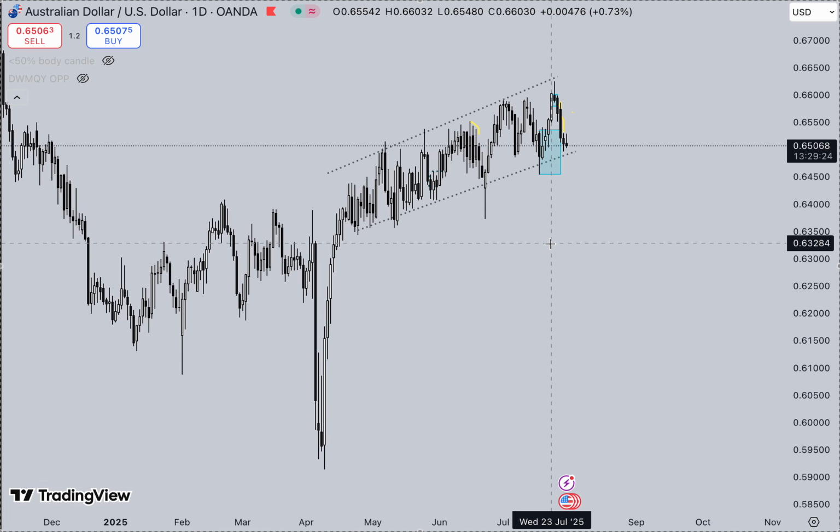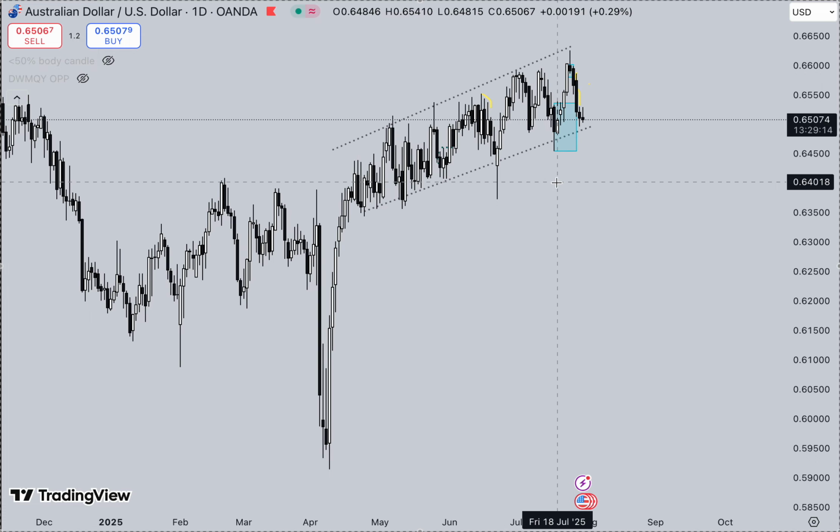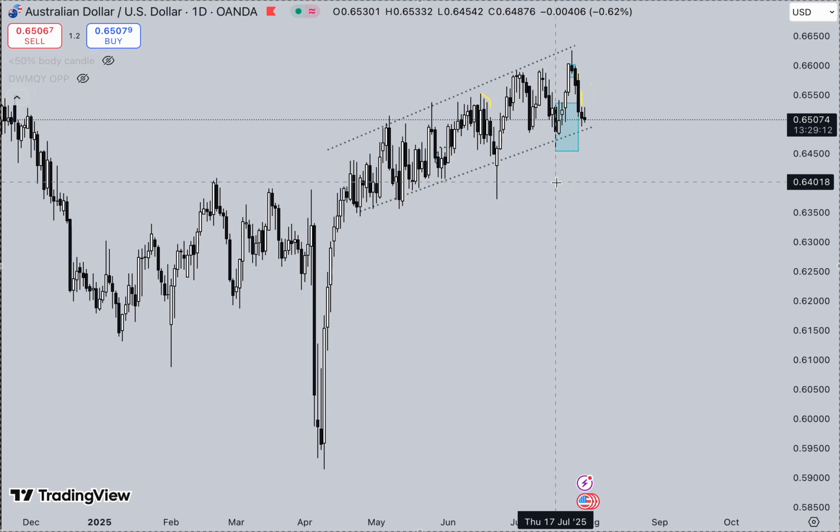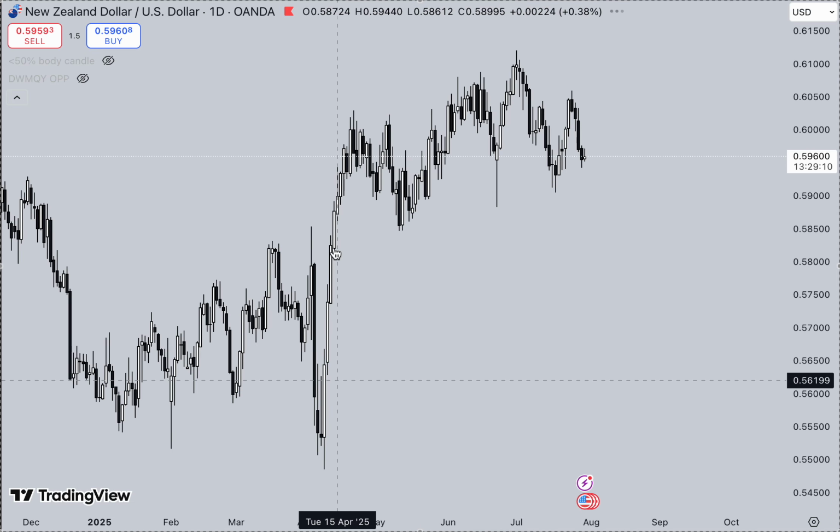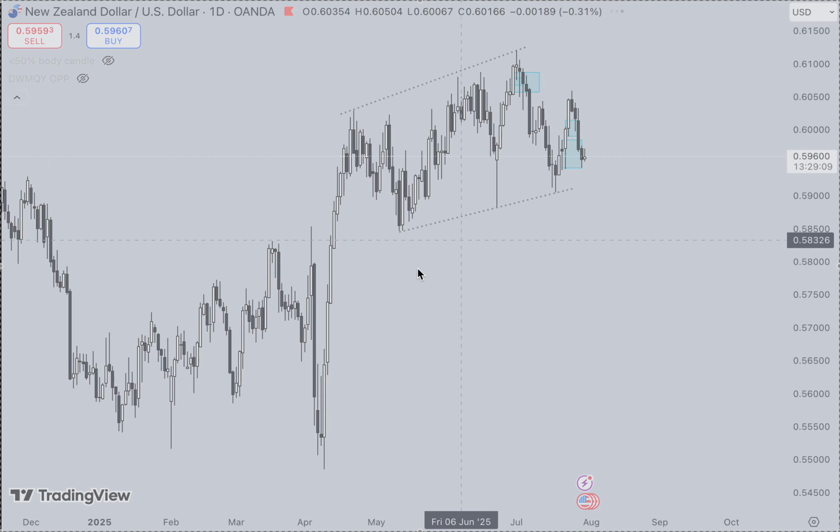Okay, AU, it's choppy. I don't like to trade markets that are moving in this kind of pattern, because you would just be wasting your money. There are better markets out there to trade for now than AU or NU, so I would just skip it. I'm not interested in it for now.